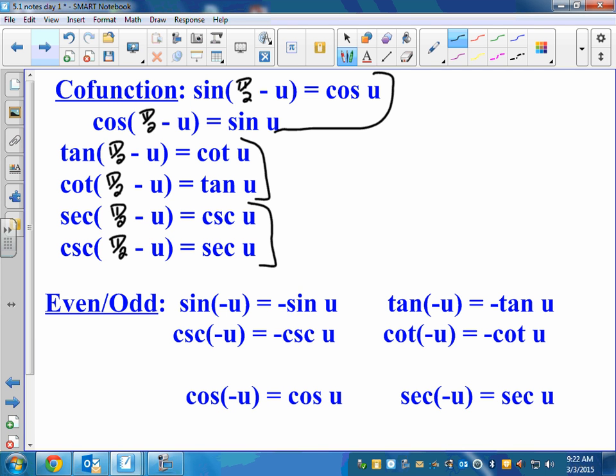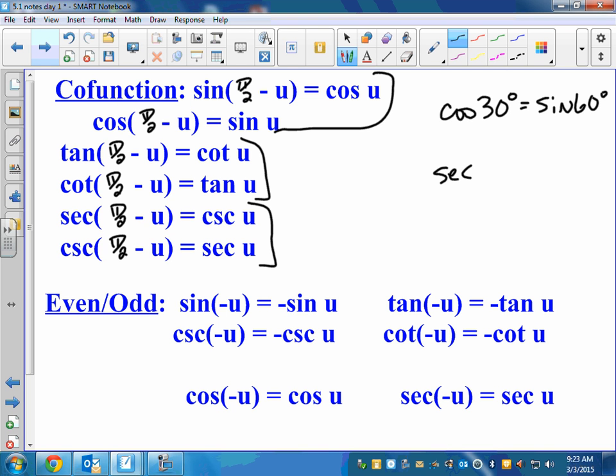Identity-wise, you need to know them, because if you see sine of pi halves minus something, you want to be able to replace that with cosine of the angle, because you'll be able to solve it easier. But what that's saying is that if two angles add up to 90 degrees, then their cofunctions will be equal to each other. So, like, we know this already. Cosine of 30 degrees equals sine of 60 degrees. Why? Because they add up to 90 degrees. Or pi halves, we could say cosine of pi sixths equals sine of pi thirds. And that works with any of these cofunctions.